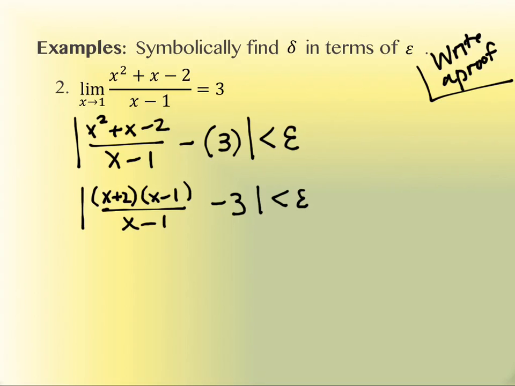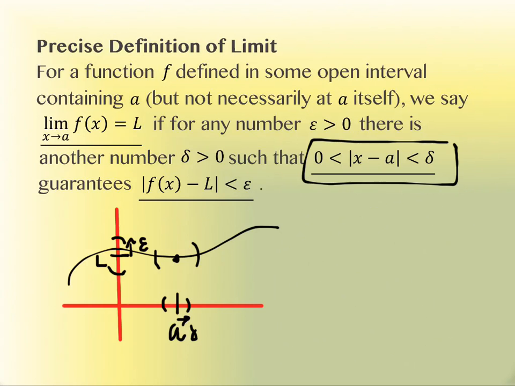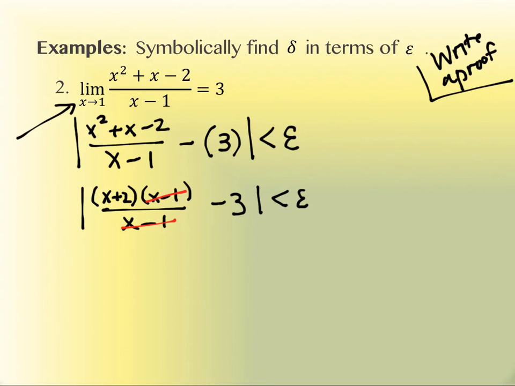Because what happens? The x minus 1 cancels. So this particular function is actually not defined at x equal 1, is it? I cannot plug in the number 1 into this function. So back in those directions, or the definition, it says, but not necessarily at a itself. This is an example of the not necessarily at a itself. It is not defined at a. But it's defined as close as we possibly want to get to that value. Okay? All right, back over here then.